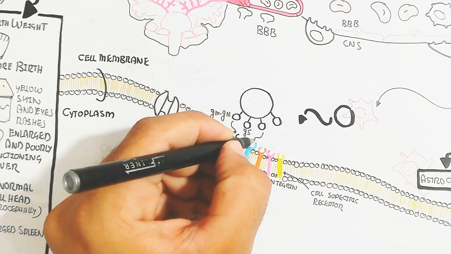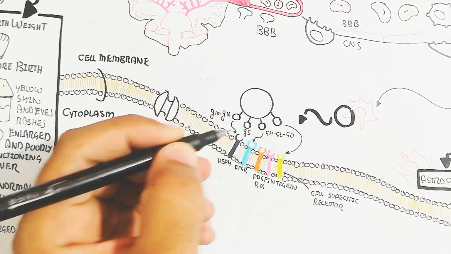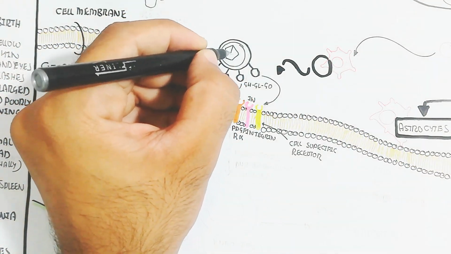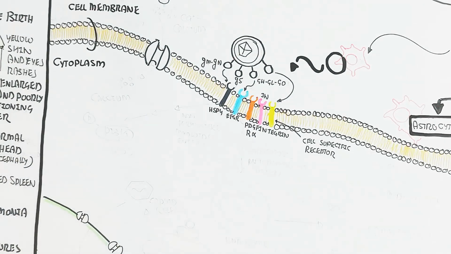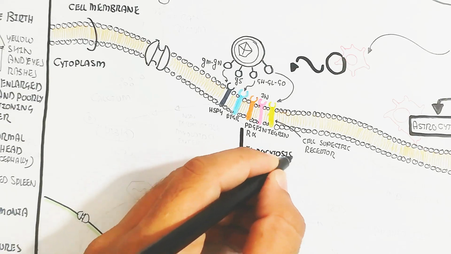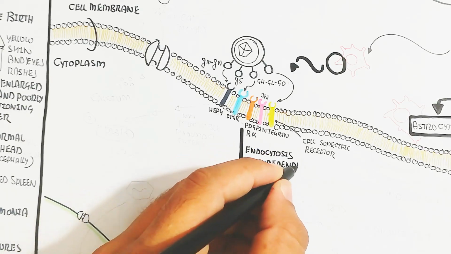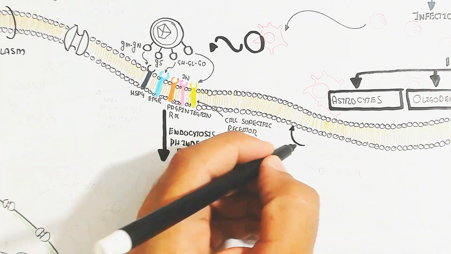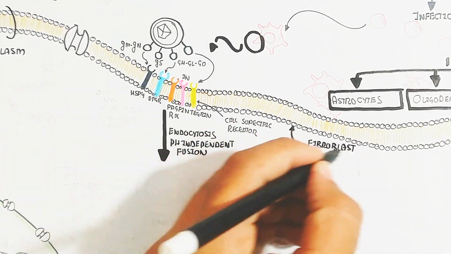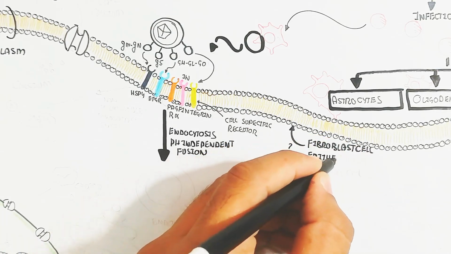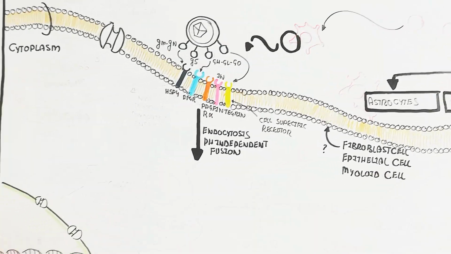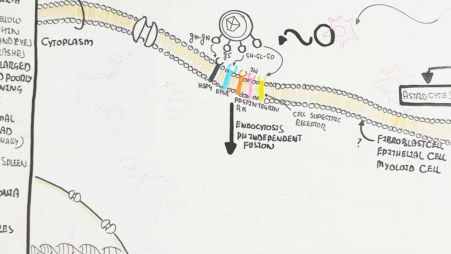This is the cytoplasm and cell membrane. Here the virus contains gM, gN, gB, gH, gL, and gO, and it binds with a specific site on the receptor, leading to endocytosis. This endocytosis is pH-independent fusion, so the pH does not matter. Fibroblast cells can be infected, epithelial cells can be infected, and myeloid cells or stem cells can be infected.